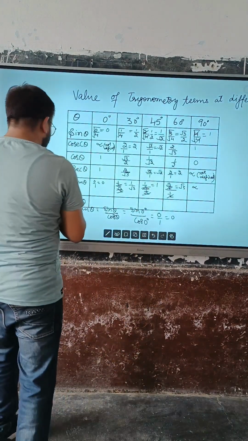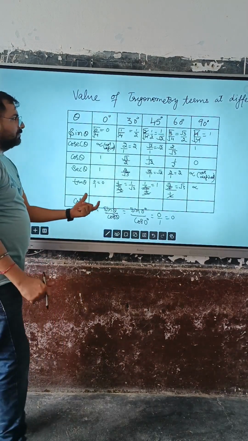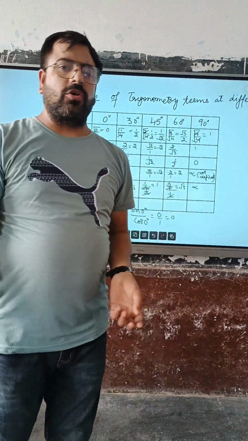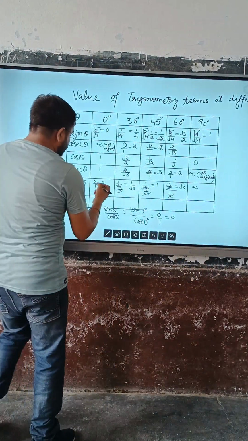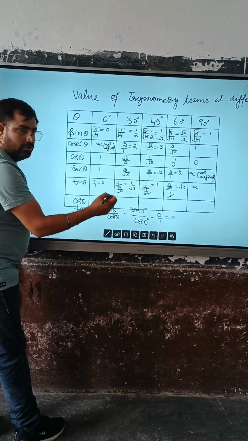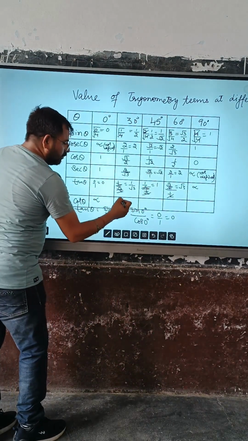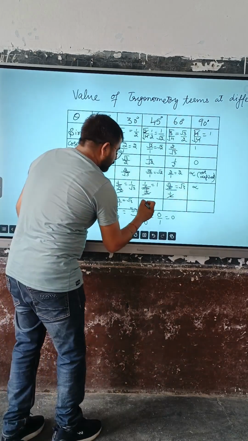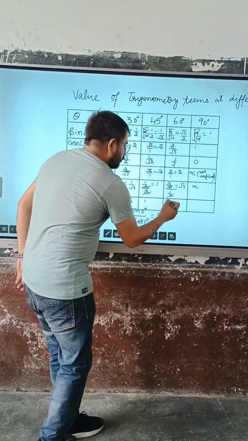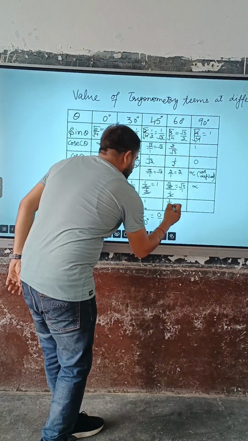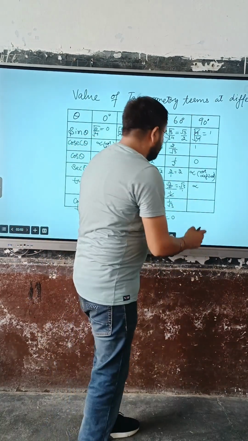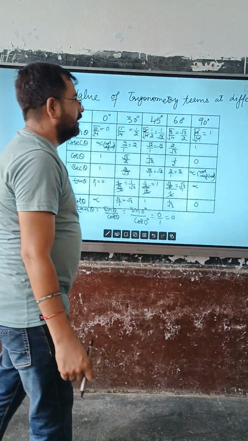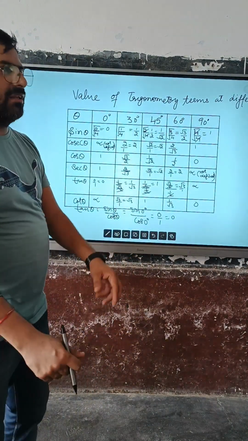Now the next and last one is cot of the angles. So for the values of cot at different angles, we know that cot is the reciprocal of tan theta. So the value of cot 0 is the reciprocal of 0, which is infinity, and the reciprocal of 1 by under 3 is under 3 by 1, therefore under 3, and the reciprocal of 1 is 1, and the reciprocal of under 3 by 1 is 1 by under 3, and the reciprocal of infinity is 0. So these are the values of the trigonometric terms at different angles, at standard angles.